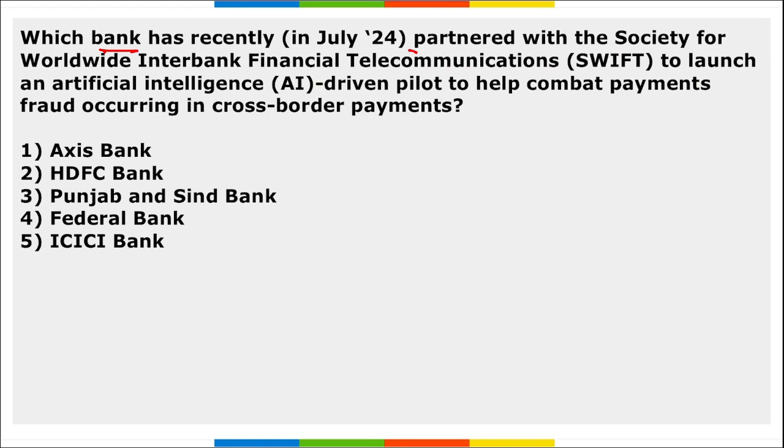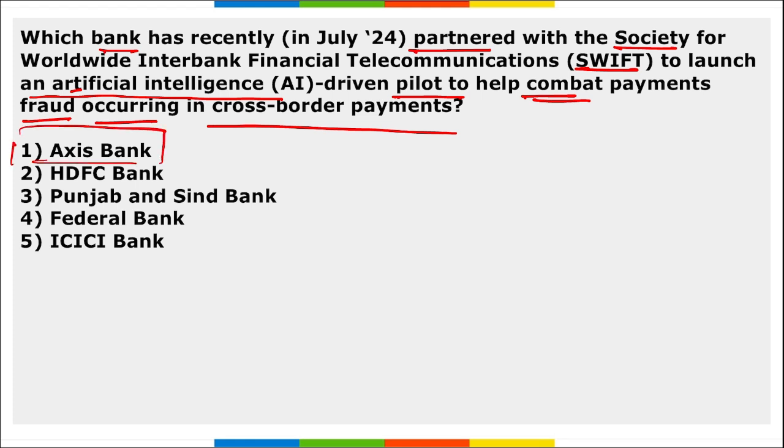Next, which bank has recently partnered with Swift to launch an artificial intelligence driven pilot to help combat payment frauds occurring in the cross-border payments? So it is which bank? The bank is Axis Bank, right? Axis Bank partnered with Swift. Now what is Swift? Swift is Society for Worldwide Interbank Financial Telecommunication. This AI driven pilot project is expected to provide a very secure infrastructure that will allow the financial institutions to exchange important information along with privacy preserving models.